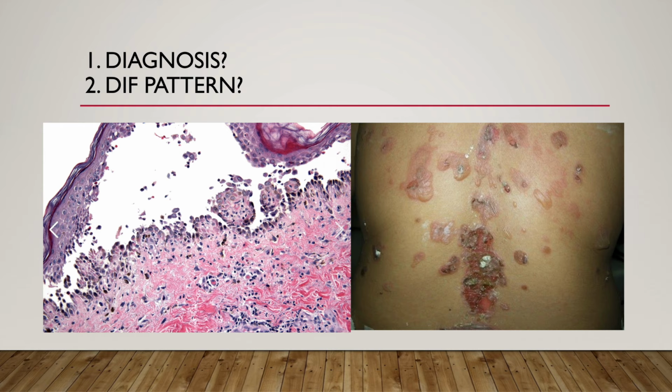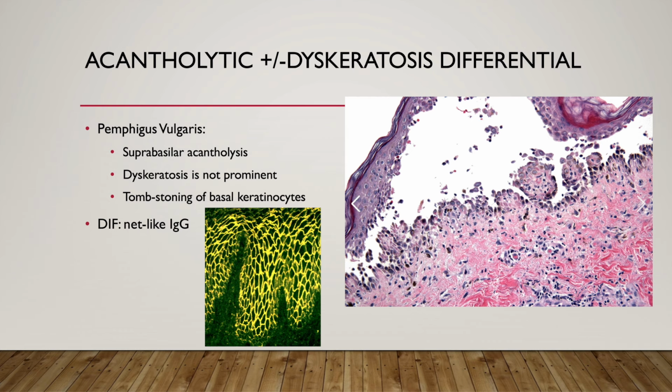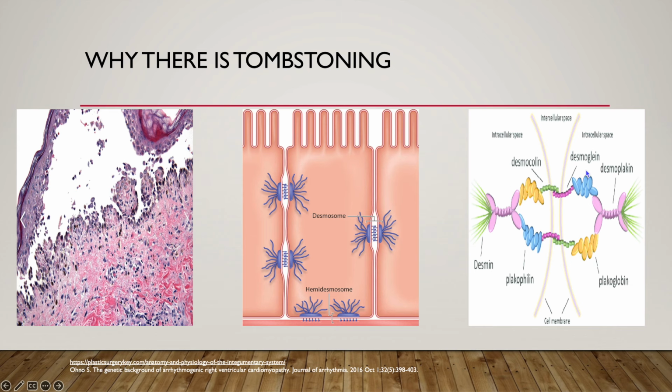Yes. So this is pemphigus vulgaris, and you'll have a net-like IgG pattern. And why is there tombstoning? You have antibodies to desmoglein 3, and desmoglein 3 makes up part of your desmosomes, not your hemidesmosomes. That's why these desmosomes attaching one cell to another laterally will detach. And so you'll get that tombstoning where it'll still attach because you still have the hemidesmosomes.